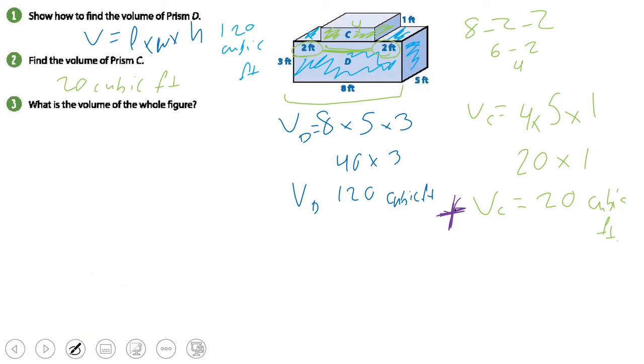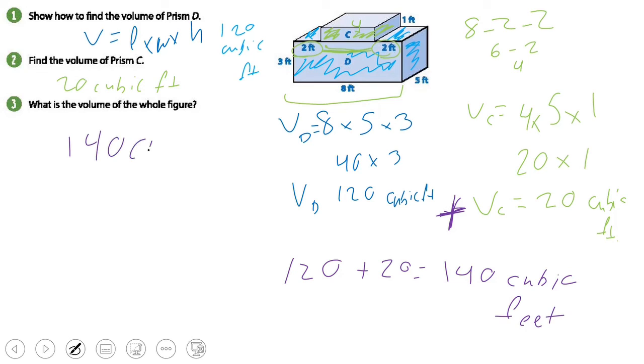So we have 120 plus 20 to equal 140 cubic feet. So we write that up on the top, 140 cubic feet. Yay! And that, in sum, is how you do additive volume.